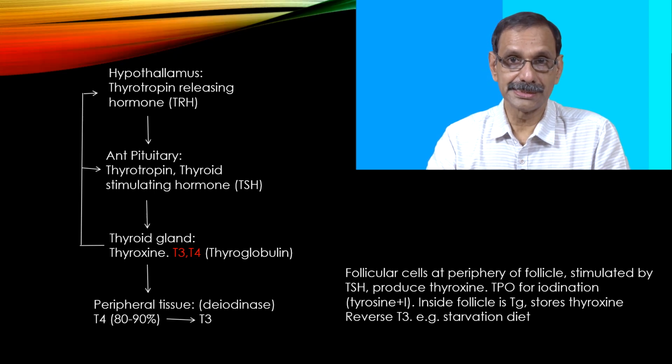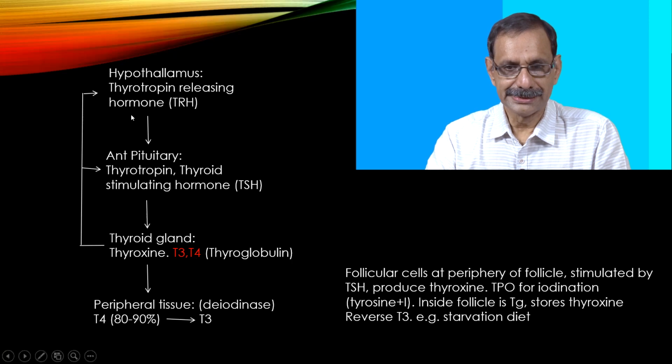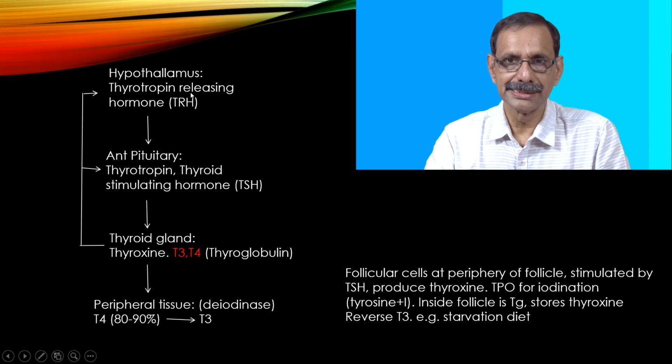So what is this thyroid stimulating hormone? It is one of the 7 hormones of the anterior pituitary, which will stimulate the thyroid follicle to secrete T3 and T4. And this in turn is stimulated by TRH from the hypothalamus. TRH means thyrotropin releasing hormone, and this thyrotropin is actually the same as thyroid stimulating hormone. So it is popularly called TSH rather than thyrotropin.